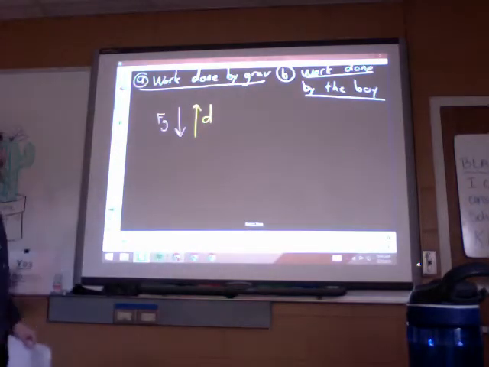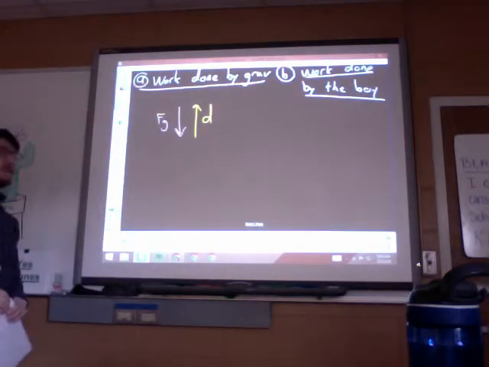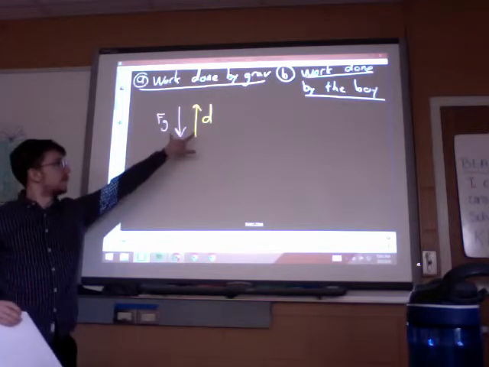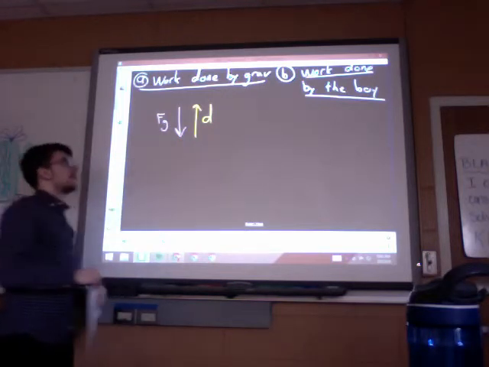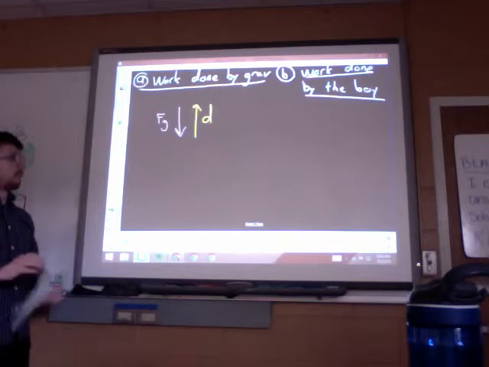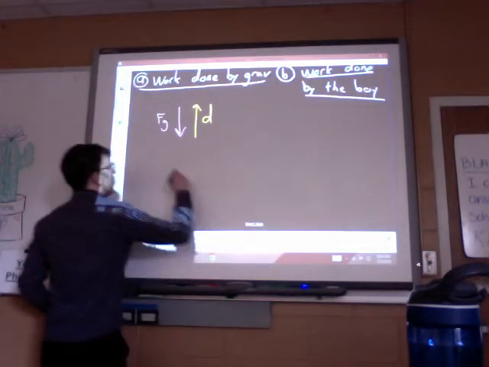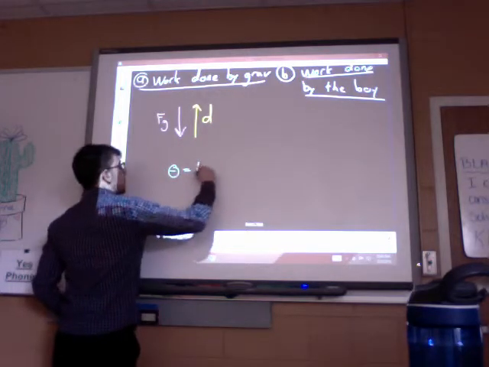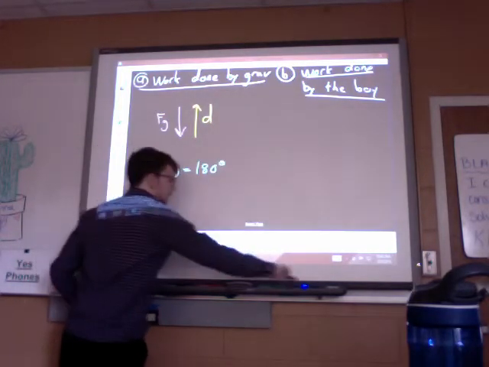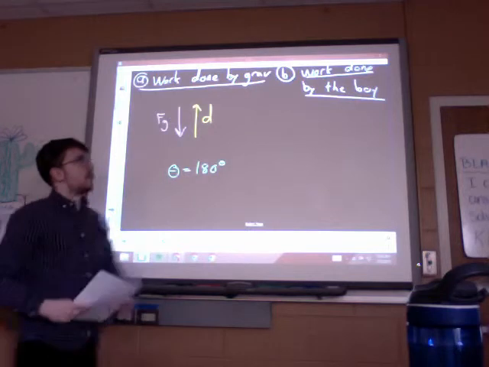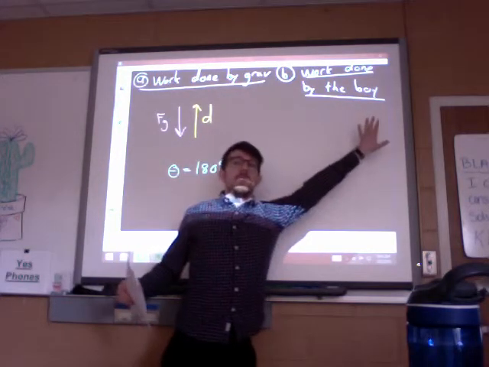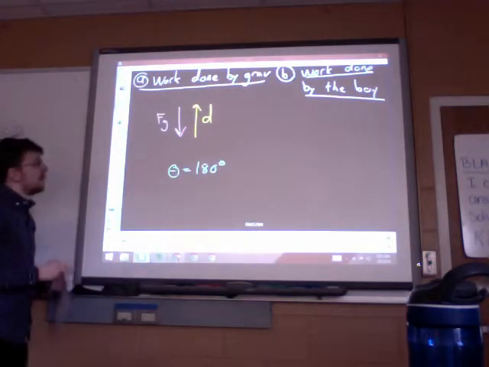Gravity's down, distance is up. What's the angle between the force and the distance? Since they're opposite directions, the angle is 180. We'll see in a second the work done by the boy will have an angle of 0 degrees.